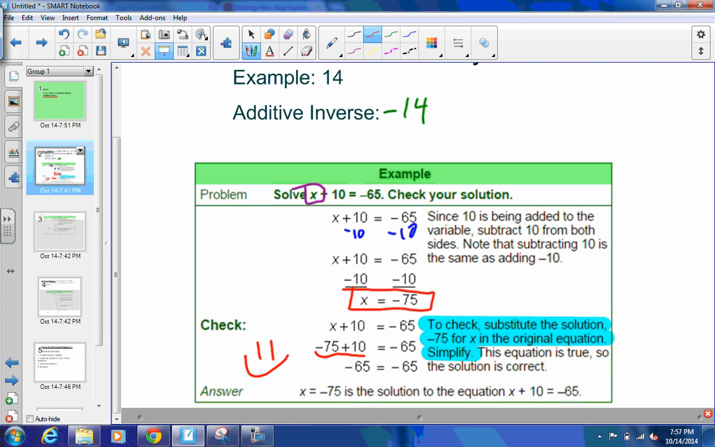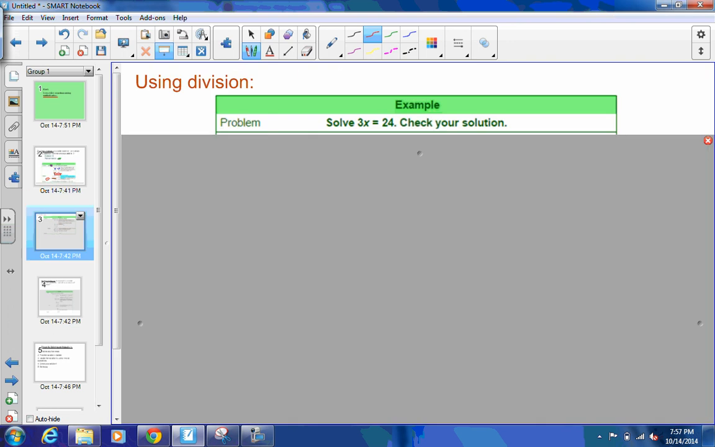More recently, we talked about using division. And this is more close to what we're going to be doing today. To divide, you're given an equation like this. Solve 3x equals 24. And remember, 3x is really 3 times x.